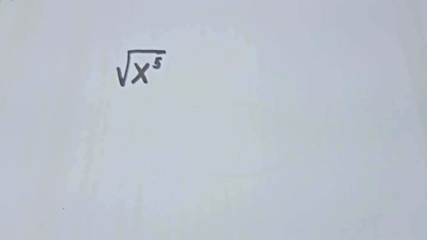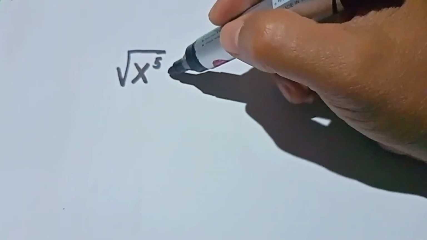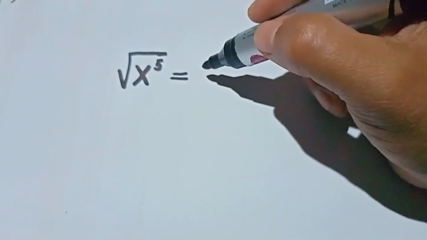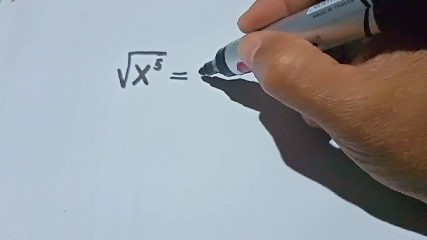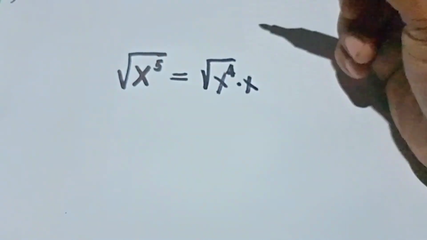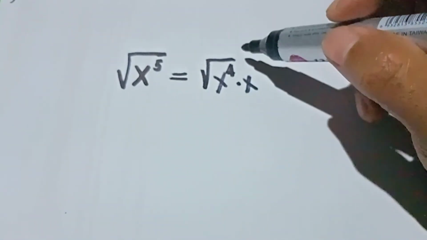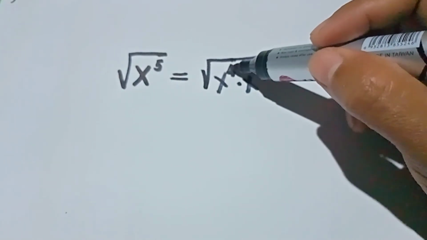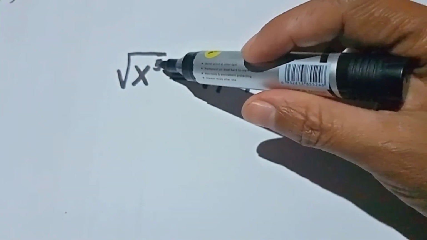Okay, we'll give you another example. Square root of x raised to 5. So, ang square root of x raised to 5 is not a perfect square. Kaya ang gagawin na naman natin ngayon ay fa-factor natin ang square root of x raised to 5. So, equals square root of x raised to 4 times x. Kasi understood na mayroon number 1 dito, kaya 4 plus 1 is 5.